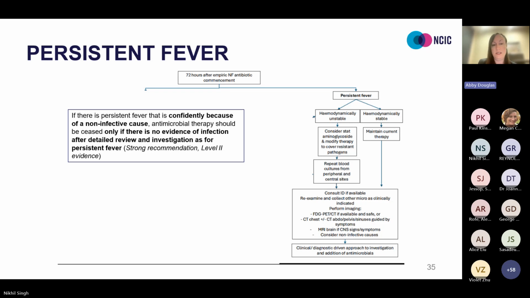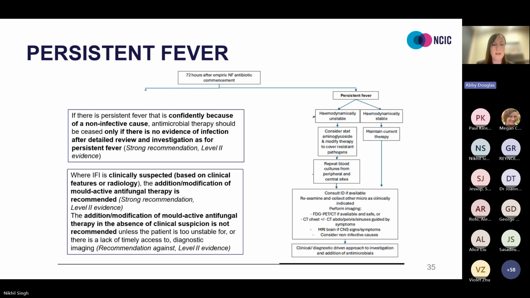So we do suggest you can consider ceasing antibiotics in patients with persistent fever if it is confidently due to a non-infective cause, but only if you have looked for those other deep-seated infections and invasive fungal infections. So if you've done the scans, the patient is otherwise stable but having fever that we think is driven by a drug or some other non-infective cause, then certainly stopping antibiotics is reasonable.